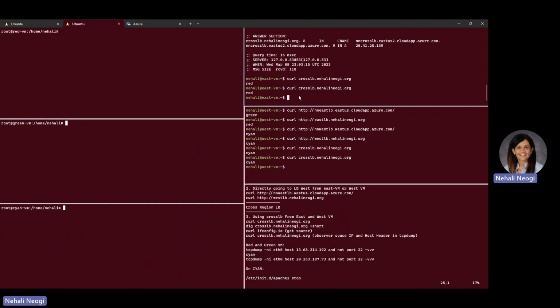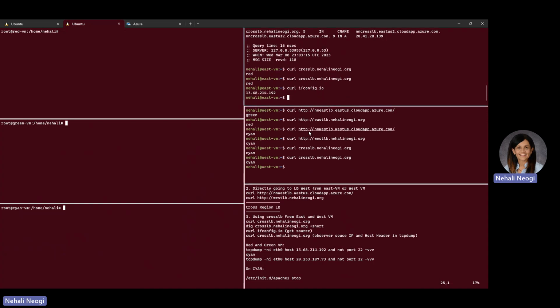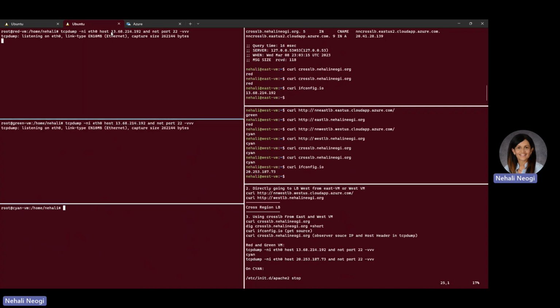So before I do that, I'm just going to do a curl command here to get the source IP of these East and West VMs. So you could see that these are the two source IPs. And let's run the TCP dump command. On these two top ones, we are looking for the East VM IP. And on the bottom, on the cyan one, we're looking at the West VM IP.